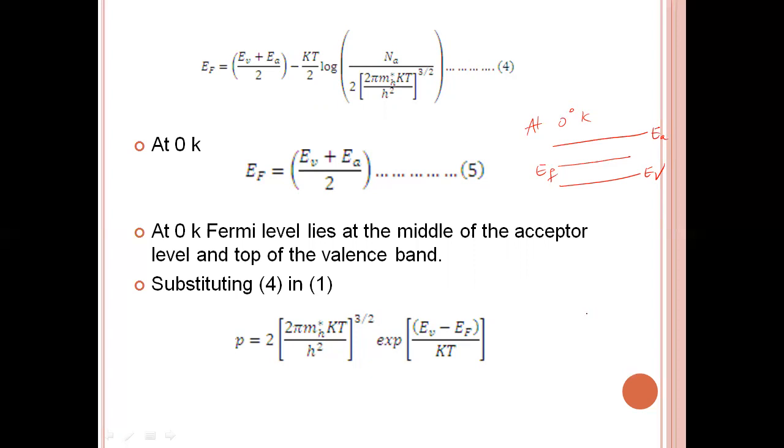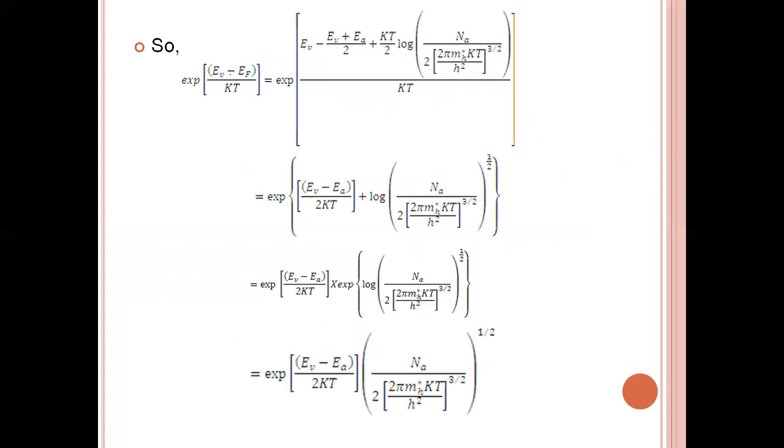Now to find out the hole concentration in the valency band, we need an exponential function. For that, just substitute the Fermi energy in this exponential function, EV minus EF. In place of EF, put the derived expression EV plus EA by 2 minus KT by 2 log NA by 2 into 2 pi m h star KT by h square power 3 by 2, where minus of minus becomes plus. Again, divide KT with the individual terms. EV minus EV by 2 will give you EV by 2.